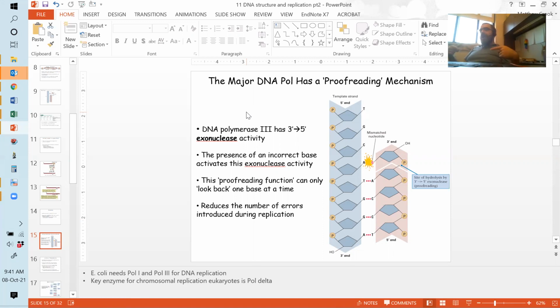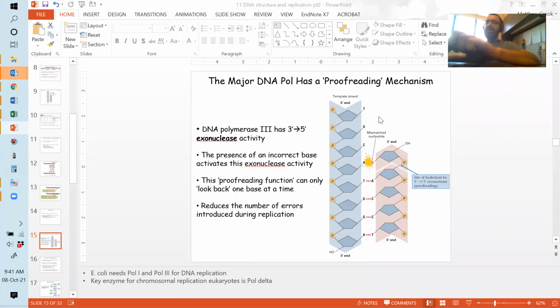And it stops, and it essentially backs up a little bit. And what it does is it cuts that phosphodiester bond itself, right? So it has what's called exonuclease activity. And exo means from the outside, which is the opposite of endo, which is from the inside. So there are endonucleases as well.